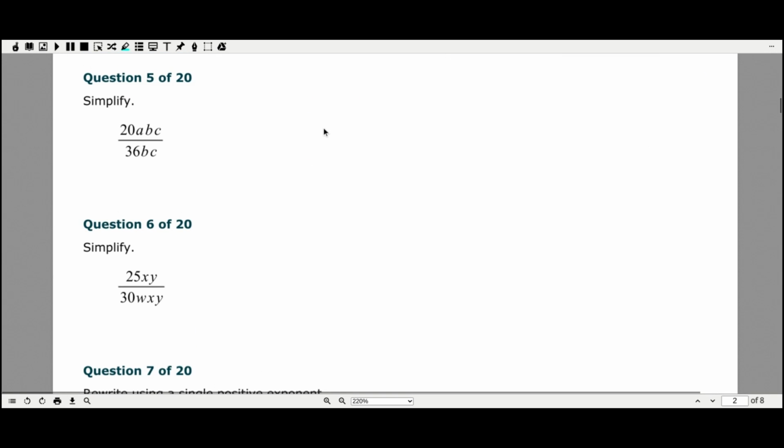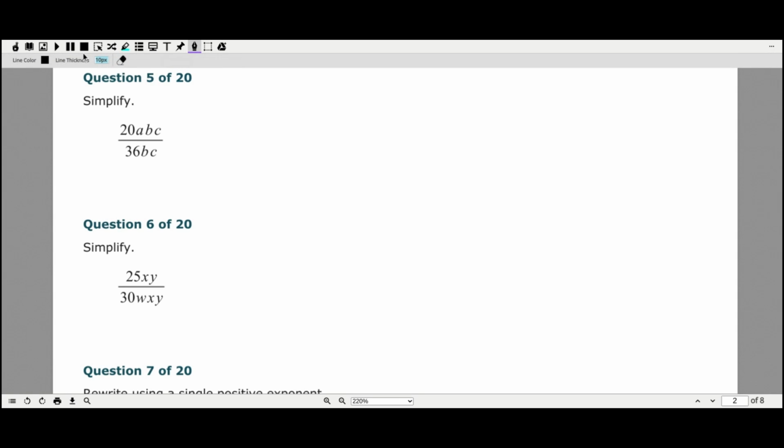All right, problem number 5. 20 over 36 A, B, C. So we can reduce the number, right? 20 over 36. I can reduce this by 4. 20 divided by 4 is 5, and 36 divided by 4 is 9. Sorry, it's 9.